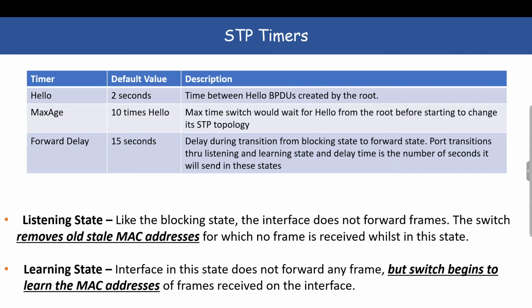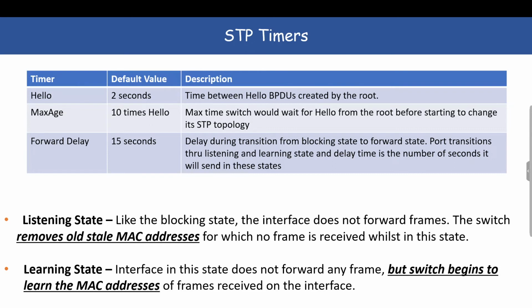Now, when this convergence happens again, there are some forward delays. That is, the switch goes into the listening state and the learning state, and during each of these states, there is no forwarding of packets actually happening, and the ports are either listening or learning the MAC addresses. Each of the states has a default time of 15 seconds that they must go through. But in the listening state, all the MAC addresses that are there in the switch's MAC address table are dropped.